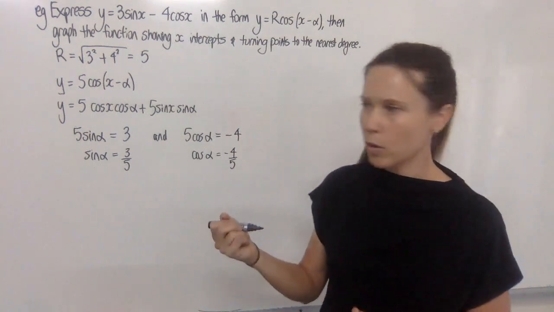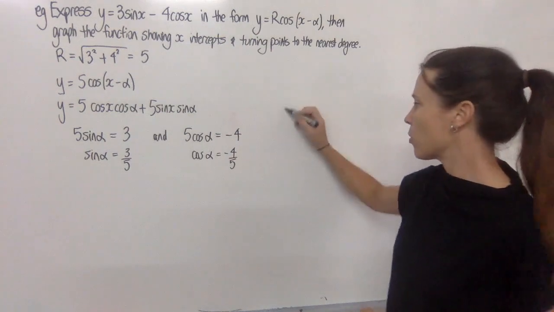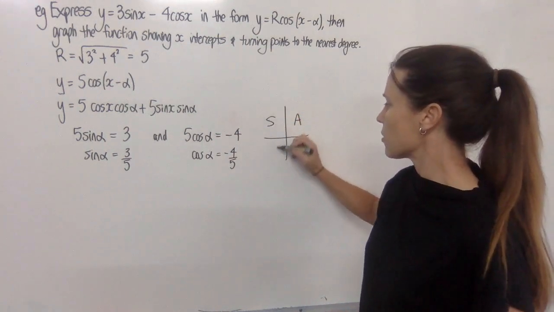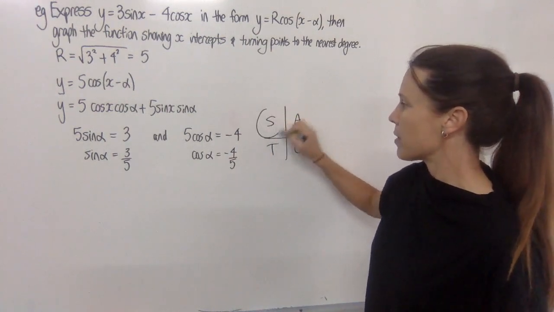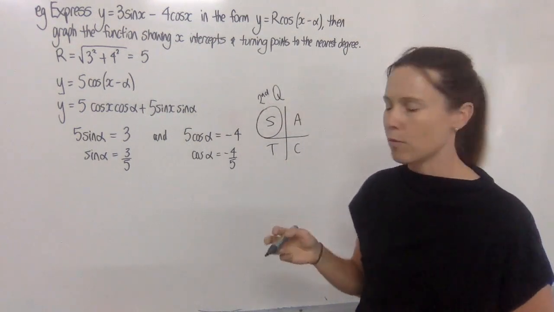Now, think about the quadrants. If sine is positive and cos is negative, which quadrant are we in? All stations to central. We must be in the second quadrant. So jot that down somehow so that you've thought that through.